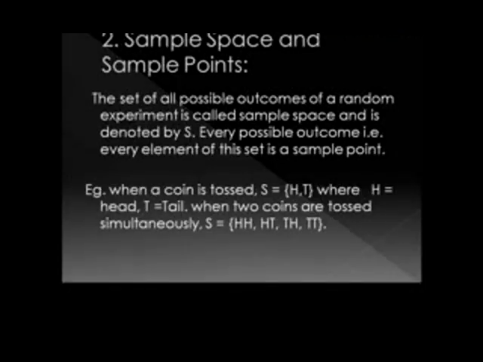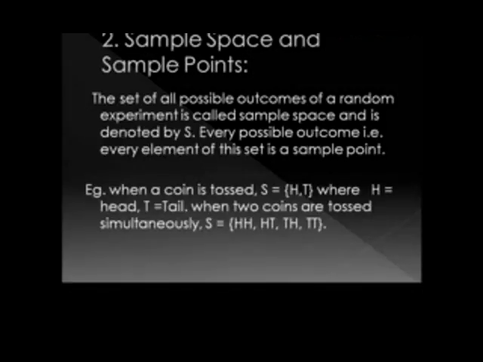If I toss a coin, the possible sample space would be heads or tails. So it could either appear a head or it could appear a tail. So head and tail is the sample space. Anything beyond heads and tails is not possible. So S is {H, T}, where H is head and T is tail.